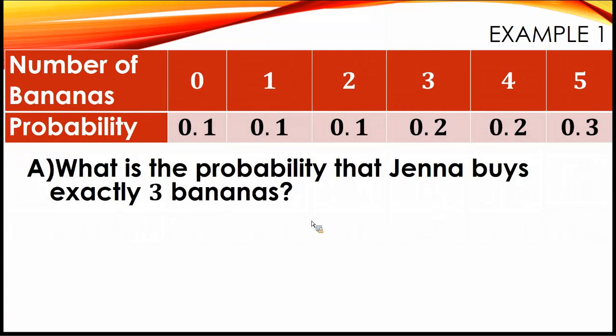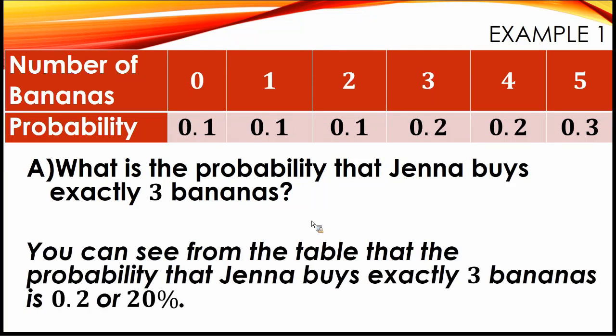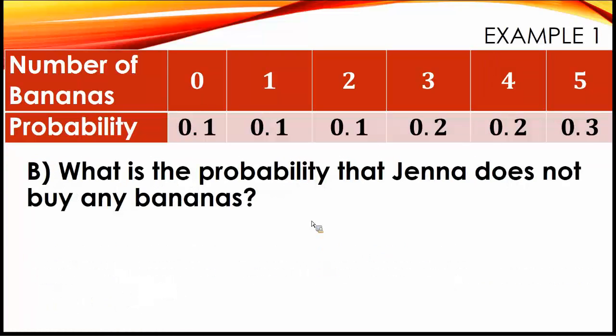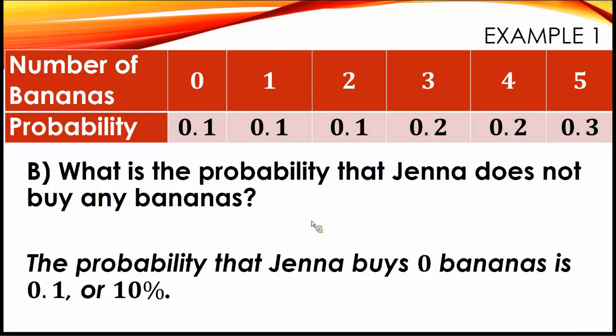So we're still given the table, and we need to say, what is the probability that Jenna buys exactly 3 bananas? Well, we refer to the table, and it's 0.2, or 20%. Part B, what is the probability that Jenna does not buy any bananas? Now here, the probability that Jenna buys 0 bananas is 10%.